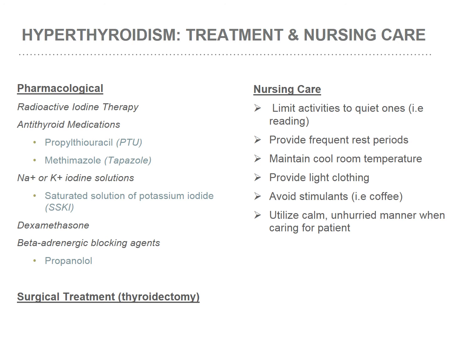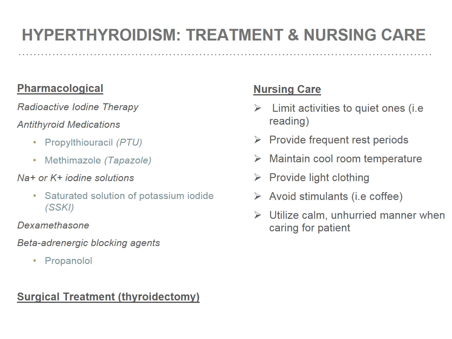There are also medications called sodium or potassium iodide solutions. So the saturated solution of potassium iodide, or the SSKI, is a medication that can be used to suppress the thyroid function before somebody goes for like a thyroidectomy. So it helps to suppress the thyroid function. It's given usually a few weeks before their thyroid surgery.